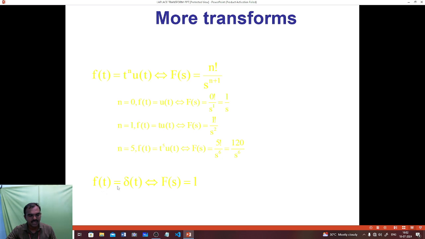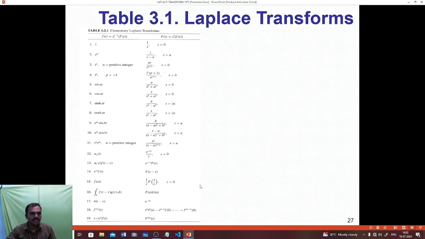So f of t equal to delta of t if and only if F of s equals 1. And these are the table of familiar values of the Laplace transform of functions. So L of 1 is 1 by s, L of e power at is 1 by s minus a, and L of t power n is n factorial by s power n plus 1. And L of t power p, where gamma is nothing but factorial, is gamma of p plus 1 by s power p plus 1, where s is greater than 0.